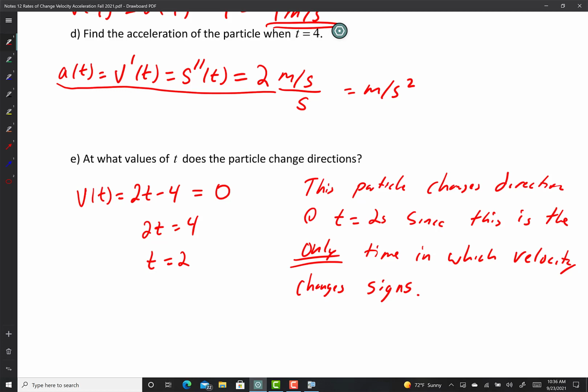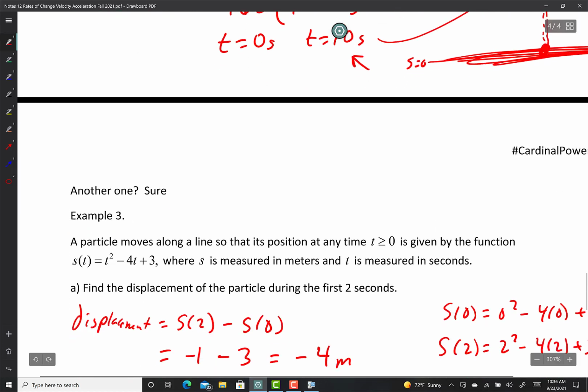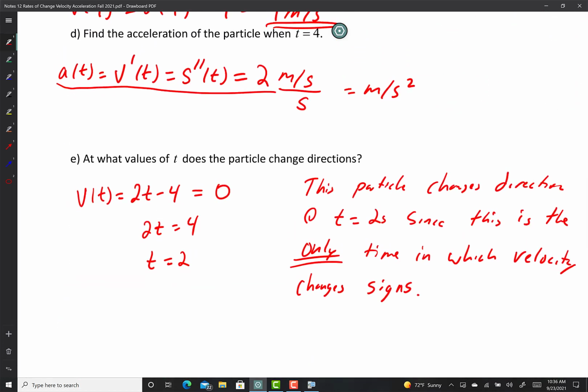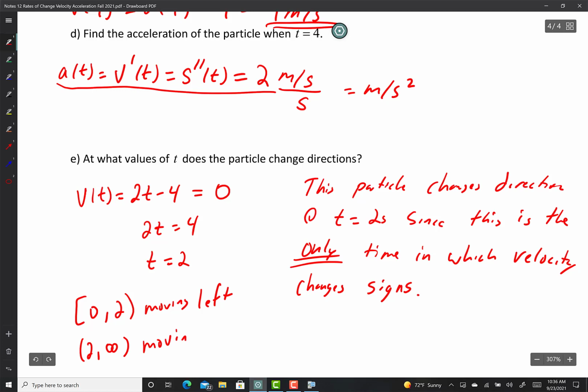changes signs. And I don't know what my domain was, if the domain was t greater than or equal to 0. So if you wanted to, you could say between 0 and 2, you're moving to the left. And between 2 and infinity, you're moving right. Yes. If my velocity is going to change signs, it's going to happen if I cross the x-axis, which is velocity 0, right? So I set it equal to 0 to see if there's a change, and these are candidates. It's a linear one, so it's for sure going to cross. How do we feel, guys?